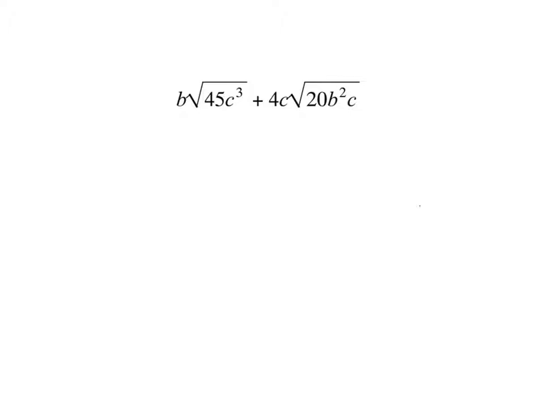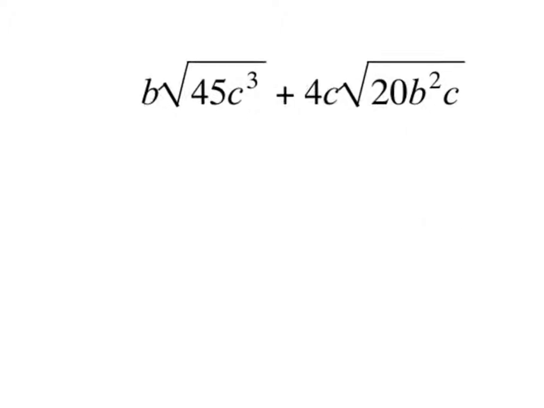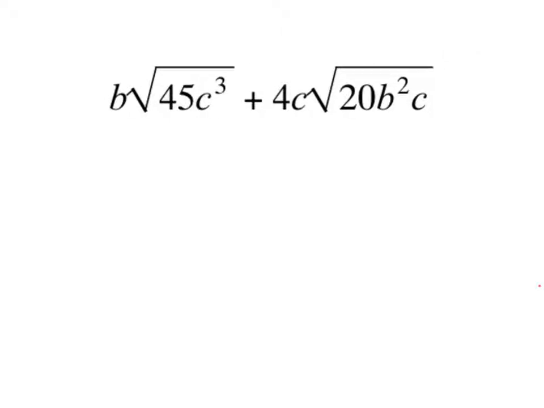My last example in this video has different radicands, so I cannot add them the way they are. I do have to simplify each radicand. So what I'm going to do is deal with each of them separately. On the first one, the b will stay because it's on the outside. I'm going to break up 45 into 9 and 5 because 9 is the perfect square inside of 45.